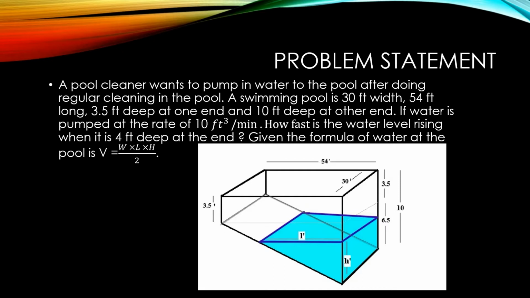A pool cleaner wants to know how fast the water level is rising when it is 4 feet deep at one end. Because it is easy for the pool cleaner to set a timing to stop the water level from rising more, so that the water in the pool does not overflow and visitors are open to swim, including children. It is also easy for the pool cleaner to do regular cleaning every week.